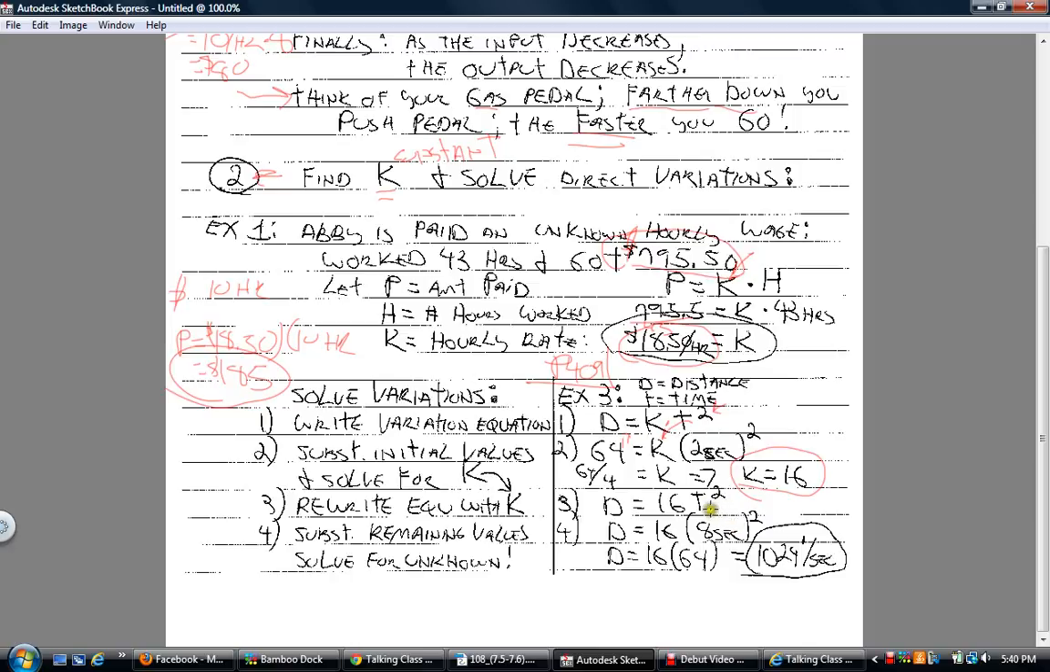So this is part 2. Given that they're going to fall 8 seconds, how far will they go? 8 seconds, 8 squared is 64. 64 times 16, the constant. Distance is going to be 1,024 feet. Sorry, there's no seconds on that, I don't know why I've got that on there. It's just 1,024 feet. Okay.